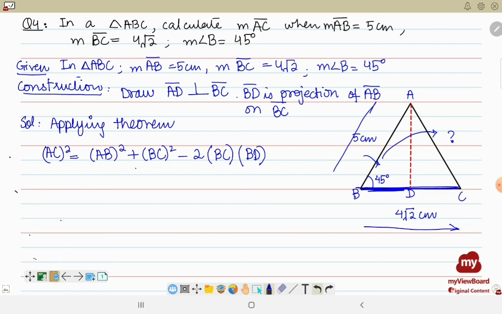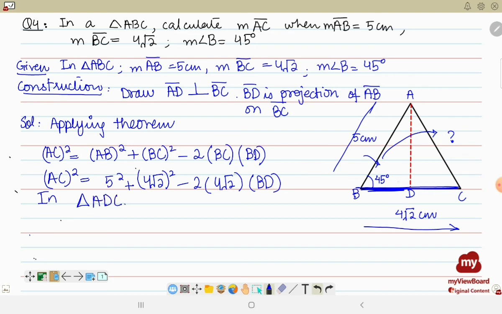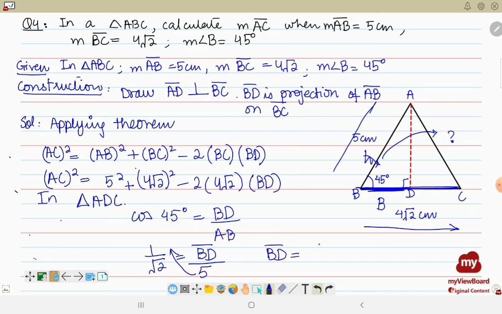Now we'll be inserting the values. We have to find the value of AC. We'll leave it as it is. AB is 5 square plus BC is 4 square root 2 square, and then 2 times BC, again 4 square root 2, and BD we have to find, right? So for the value of BD, we'll be using the right angle triangle. In triangle ADB, since this is a 90 degree angle, we'll be using cos 45 degree is equal to base over hypotenuse, that is BD over AB, right? So what is cos 45? 1 by under root 2. BD we have to find, and AB is given to us as 5 centimeters. So we'll take 5 to the other side so that we can take out the value of BD. It is 5 by under root 2.